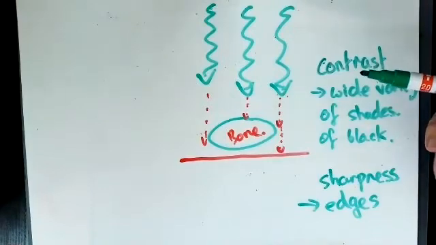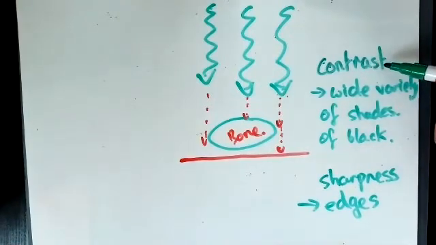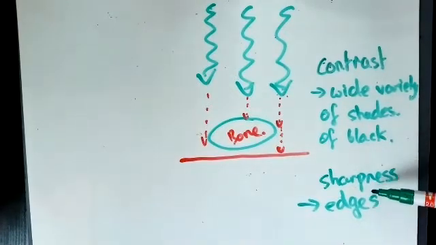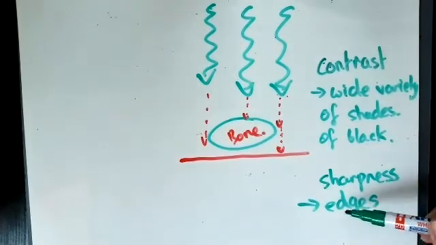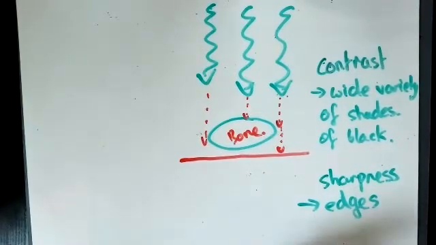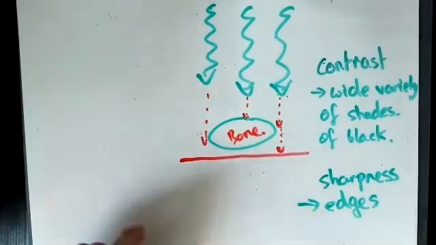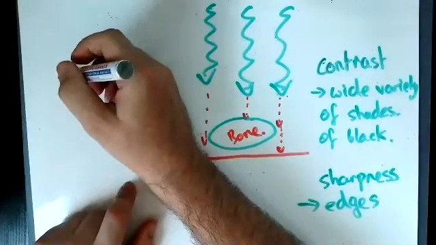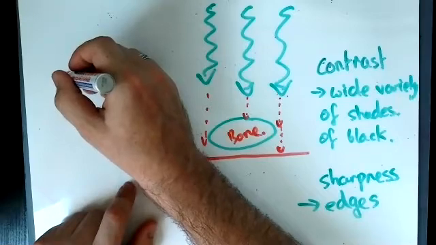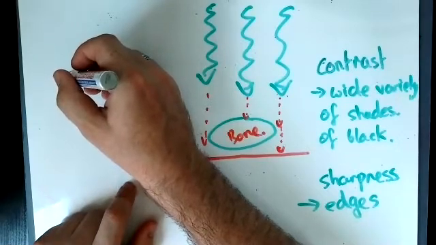So contrast allows you to see the different types of material through different shades of black, whereas sharpness allows you to see the edges of the object in question really clearly. Now, in order to do this, there is an equation, one that you will probably be familiar with in structure, but not necessarily in terms of the values used, looking at attenuation.